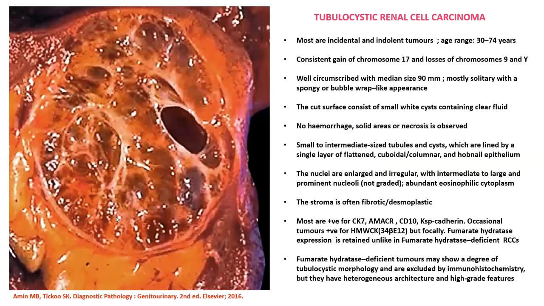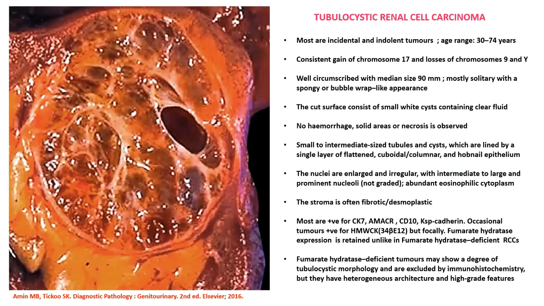Now coming onto the first entity, that is the tubulocystic renal cell carcinoma. It's a very well localized T1 to T2 type of presenting RCC, which is mostly incidentally found and is an indolent tumor, seen in the age group of 30 to 74 years. The cut appearance is as if that of a bubble wrap which has been stretched on the surface of the tumor. So it's got a predominantly cystic appearance, and there are multiple cysts of varying sizes which are filled with clear fluid. You don't get solid areas, necrosis, or hemorrhage within this tumor.